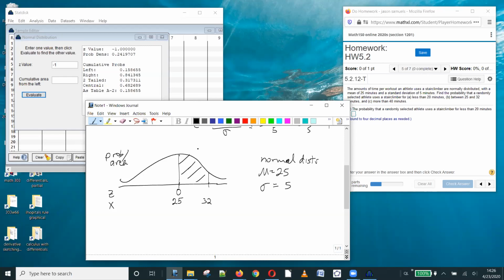So first things first, we're given X values and we're trying to find areas. Using StatDisk, we first have to convert X values into Z-scores, and then from Z-scores, we can figure out the area, or in this case, the areas. Notice that StatDisk does not tell you the area between. There are some software stats applications that will tell you a between area.